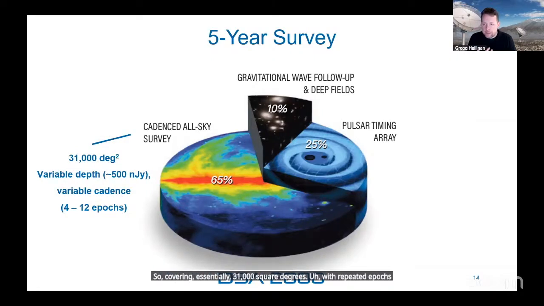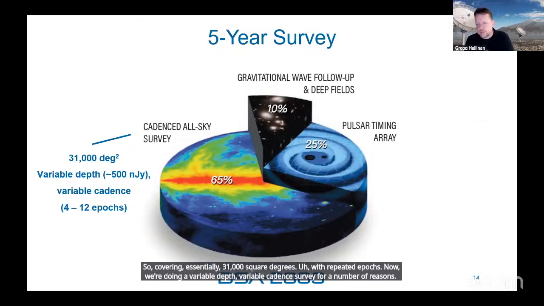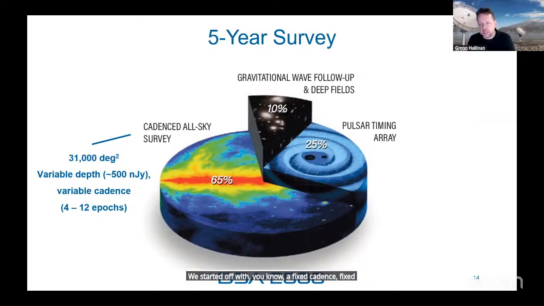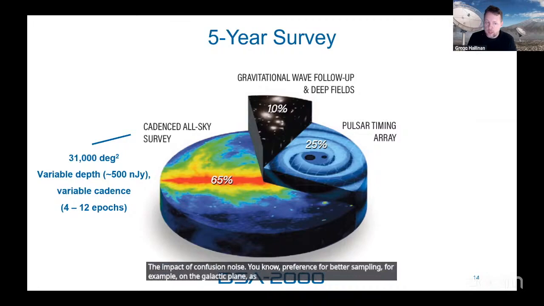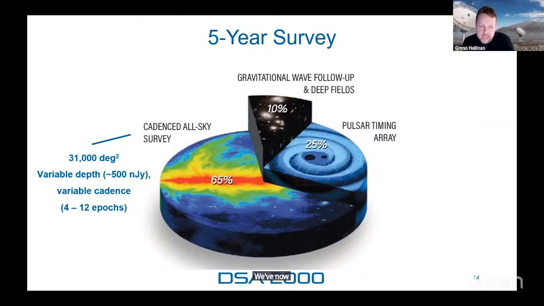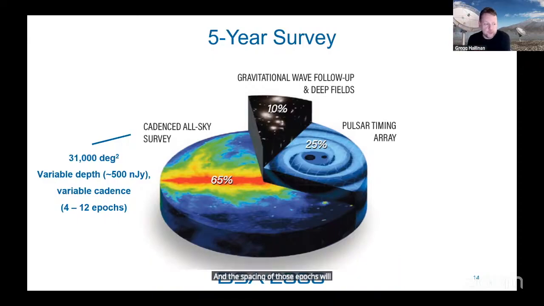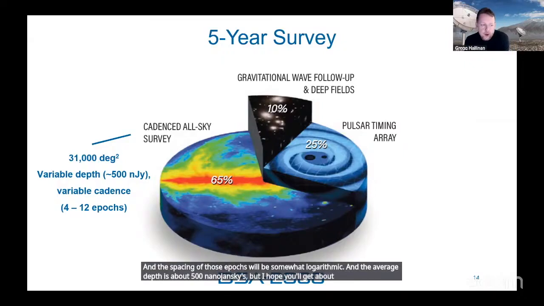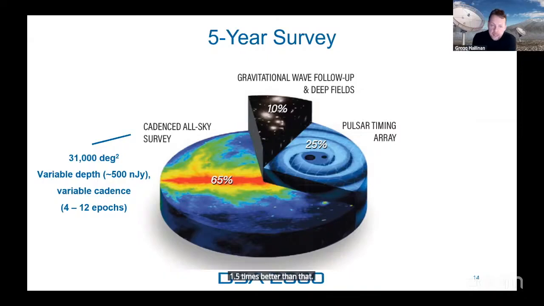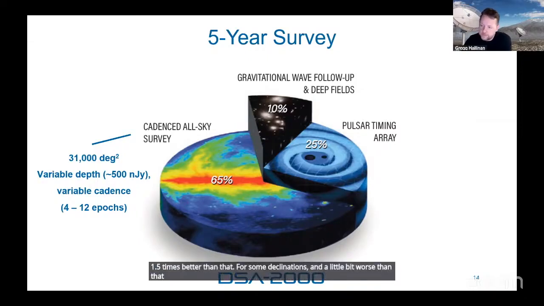Now, we're doing a variable depth, variable cadence survey for a number of reasons. We started off with a fixed cadence, fixed depth, but we realized very quickly that because of the way the telescope sensitivity depends on elevation, the impact of confusion noise, and the preference for better sampling, for example, on the galactic plane, as well as on Euclid fields, we've now changed to a variable depth, variable cadence survey. So the number of epochs will vary from 4 to 12 epochs, and the spacing of those epochs will be somewhat logarithmic. And the average depth is about 500 nanojanskis, but I hope we'll get about a factor of 1.5 better than that for some declinations, and a little bit worse than that at lower declinations.